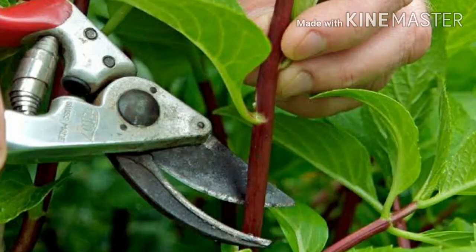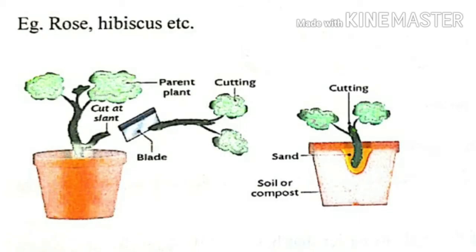Whenever we go into our neighbor's house, we see a plant that is very beautiful, then we ask for a stem cutting. We take the stem cutting and plant it in our garden. Then after some days we can see beautiful plants will grow in our garden too. So that is a common thing we all use, that is cutting.